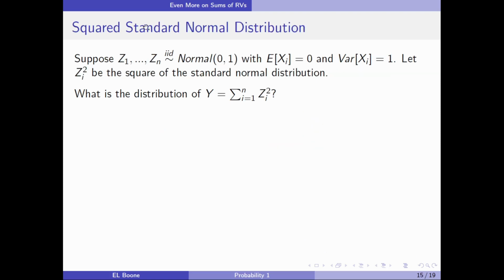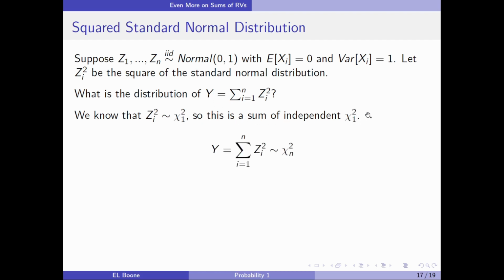Okay, squared standard normal distribution. Suppose we have a squared standard normal distribution. Here all the means are 0 and the variances are 1. And we're going to square the standard normal random variable. Well, we want to know what Y is, equal to the sum of the squares of the standard normals. And we remember that one standard normal squared gave us a chi-squared 1. So really this is a question, what is the sum of independent chi-squared 1s? And, well, bingo, we end up with a chi-squared with n degrees of freedom.